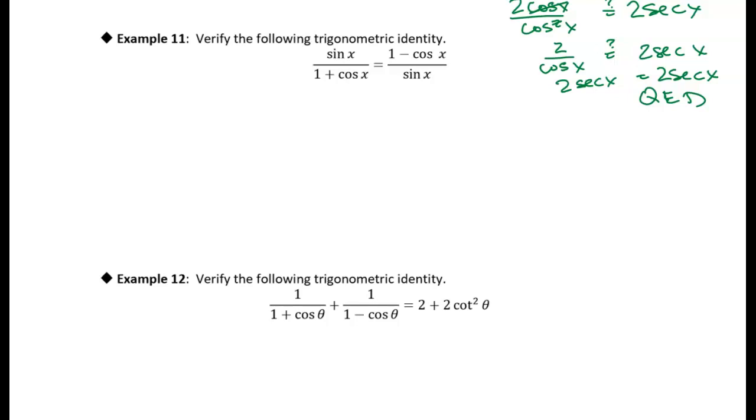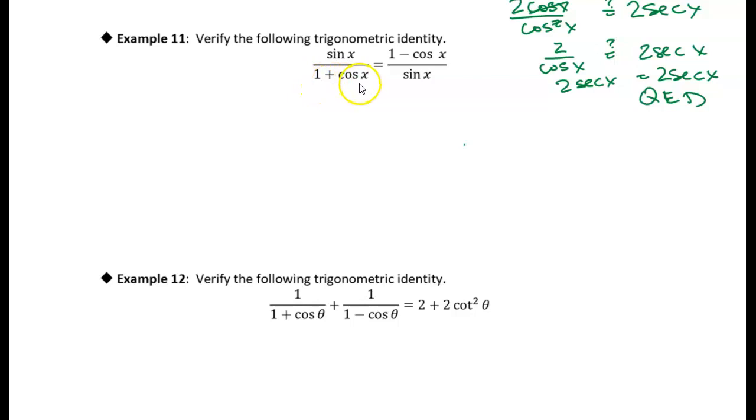All right, we've got to verify another identity. And this is another one where it's not necessarily real clear where to start. But again, like I said, the cardinal rule is to try something. So I'm just going to pick the left-hand side to work on.